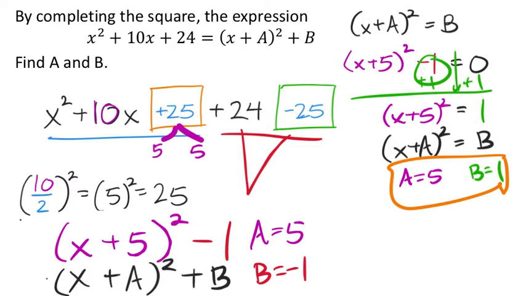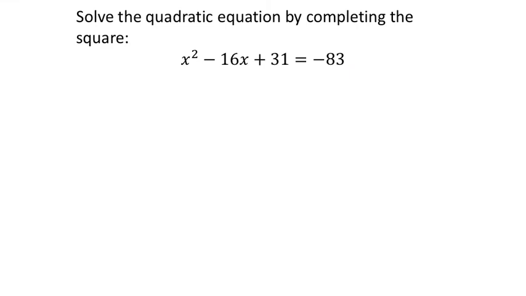But this one was an expression, so I was forced to make it a 0 by adding 25 and taking away 25. So here we go. So this one now, it is an equation. It says to solve it. All right, that's good. Now I'm going to complete the square on this one. And if you tried to factor out 31 here, or even if you tried to add 83, 31 plus 83 is 114. There's no two factors of 114 that will add up to negative 16. So that's no good. So here's what I'm going to do.